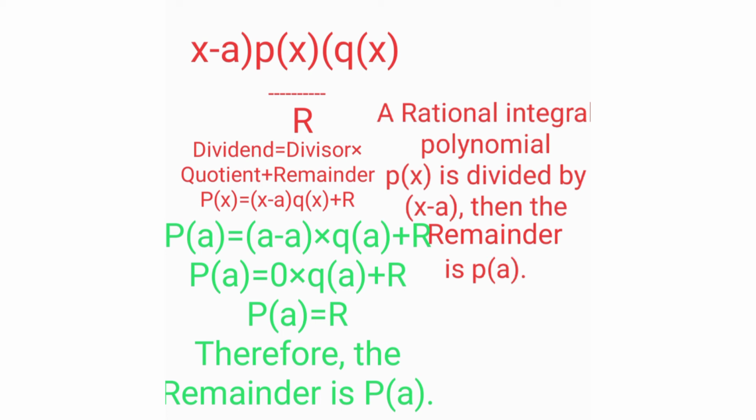Dividend is equal to divisor into quotient plus remainder. P of x is equal to x minus a into q of x plus r. Since it is divided by x minus a, with x equal to a, P of a is equal to r. Therefore, the remainder is P of a. So, according to the remainder theorem, if a rational integral polynomial P of x is divided by x minus a, then the remainder is P of a.